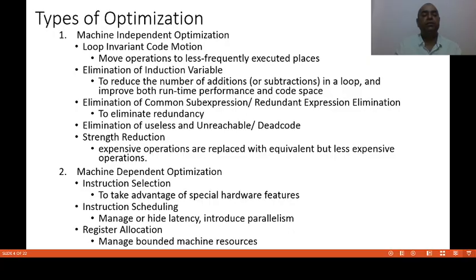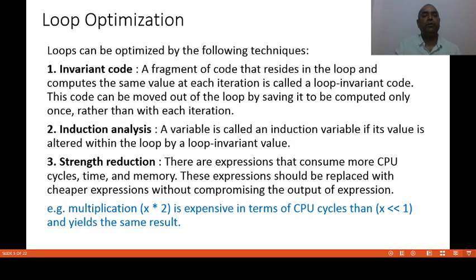Register allocation. Manage bounded machine resources. That means, suppose there is a machine in which only 5 registers are present. Now, when we are writing the program, it is important for us to run that program using only those 5 registers. To manage the registers, we use the optimization concept known as register allocation. Loop optimization.